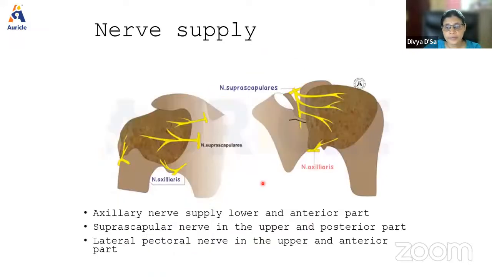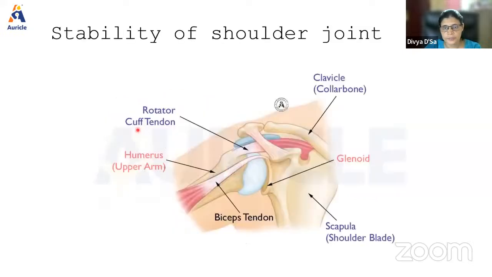For the nerve supply, the axillary nerve supplies the lower and anterior part, whereas the suprascapular nerve will supply the upper and posterior part, and the lateral pectoral nerve will supply the upper and anterior part. So the lower part is axillary, upper and anterior is lateral pectoral, and posterior is suprascapular.